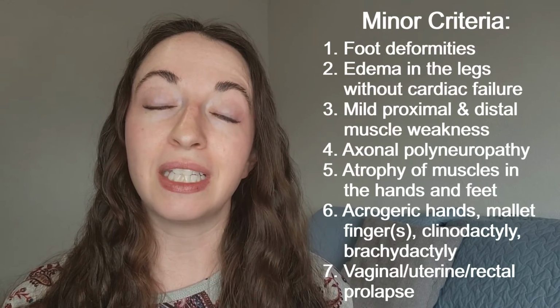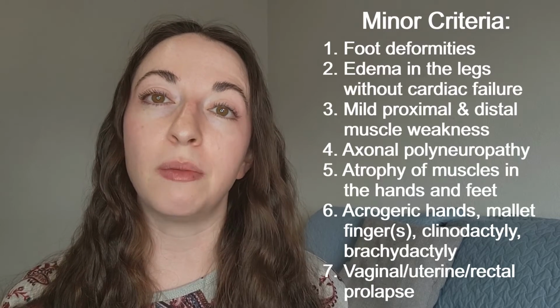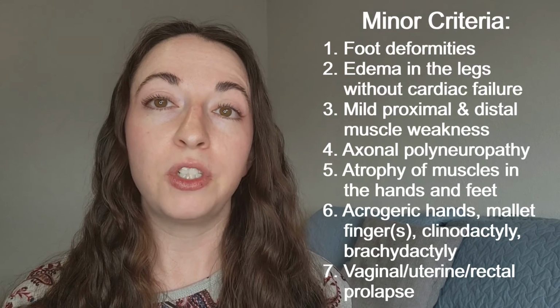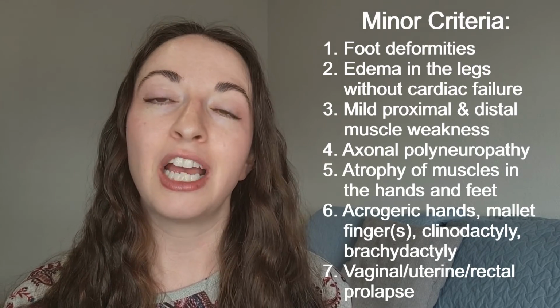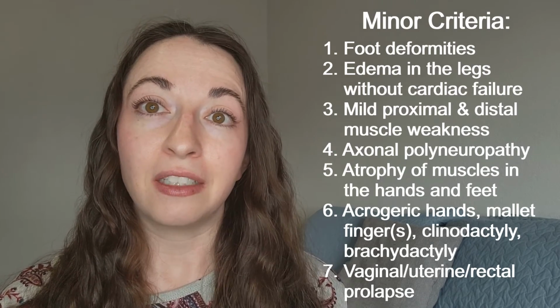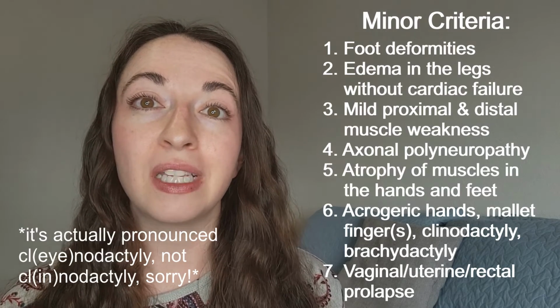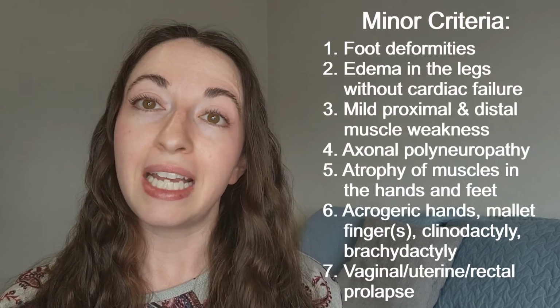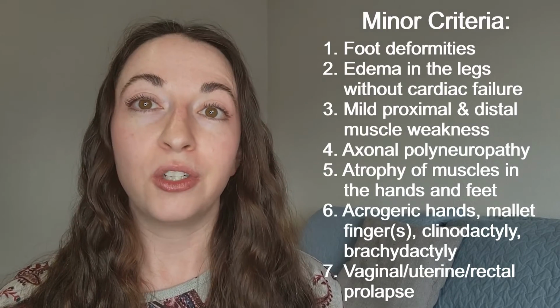axonal polyneuropathy, which is weakness with a pins and needles sensation or a loss of sensation in the arms and legs, atrophy of the muscles in the hands and feet, acrogeric hands, meaning old-looking hands, mallet fingers, clinodactyly, which is having a finger or fingers that curve abnormally to the side, most often seen in the pinkies, brachydactyly or short fingers, and vaginal, uterine, or rectal prolapse.